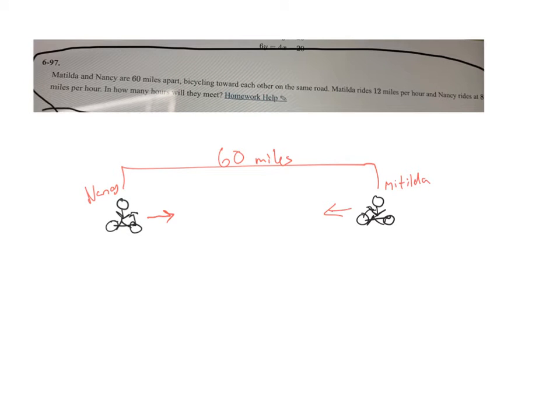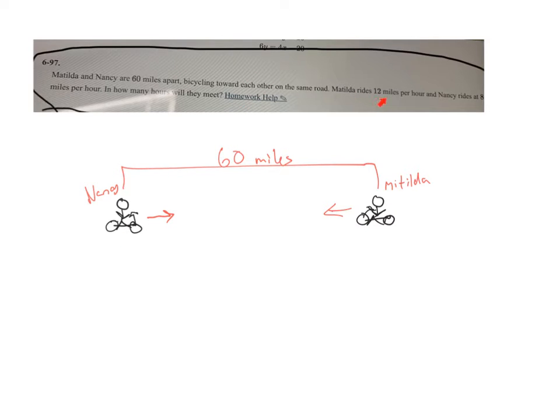Alright, so check it out. Let me get my cursor here. So Matilda and Nancy are 60 miles apart. There's Nancy, there's Matilda, and they're bicycling towards each other on the same road. So I got their nice bikes right here.